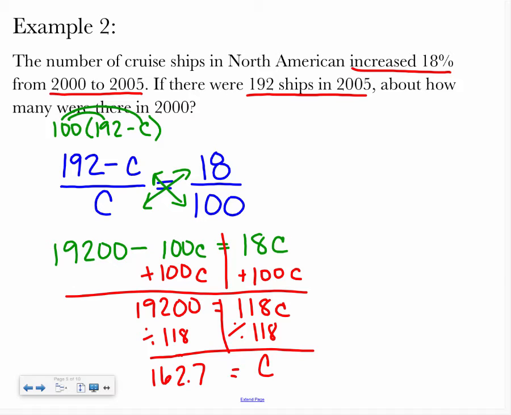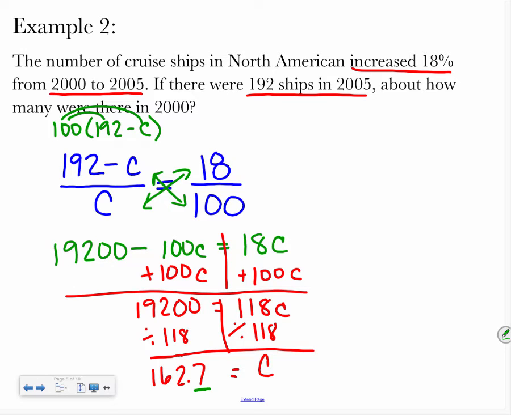Except for one thing. I don't know about you guys, but I would not feel comfortable going on a cruise ship that is only 0.7 of a ship there. So 70% of a cruise ship? No, I don't want that. That sounds like it would sink.